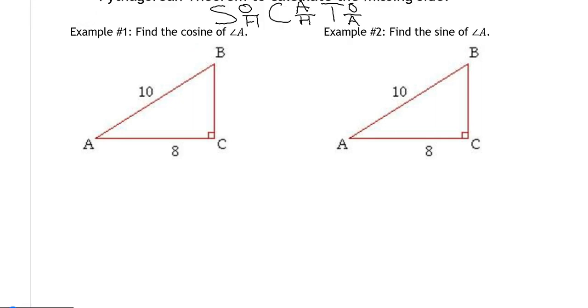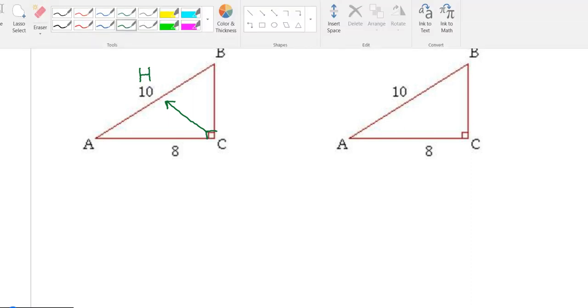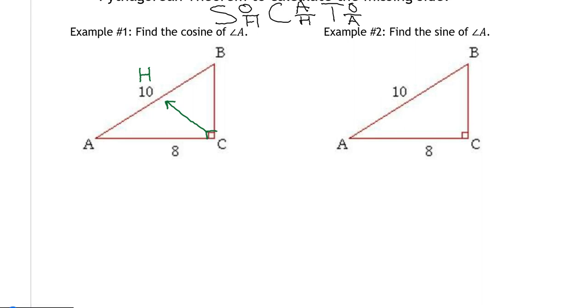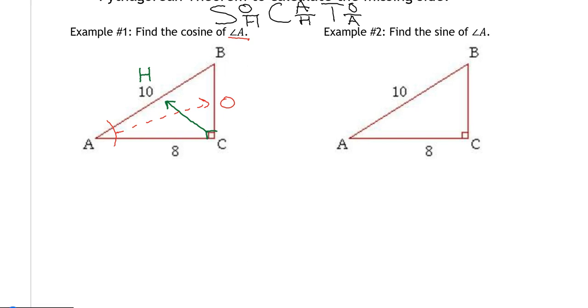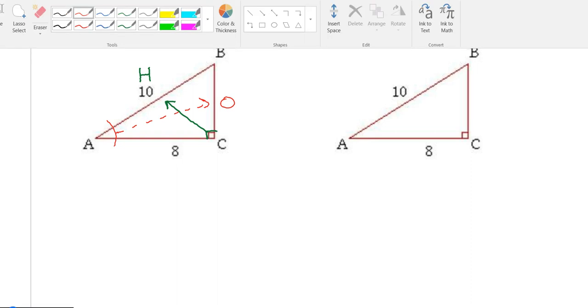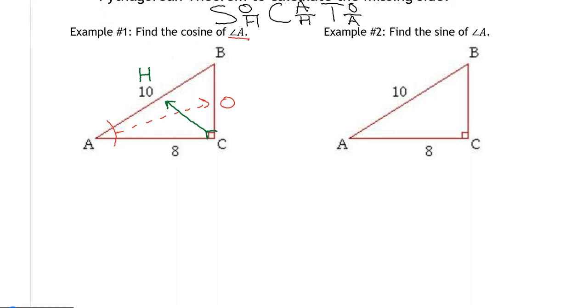So, labeling my sides. Here's my right angle. Opposite that is my hypotenuse. And finding the cosine of angle A, opposite of that is my opposite side. And then between the angle and the right angle is my adjacent side.